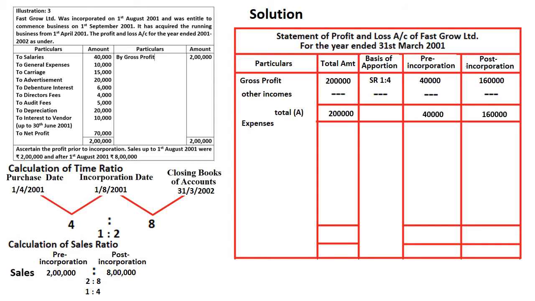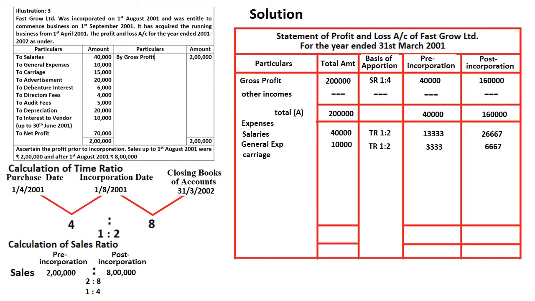Now come to the expenses. When you talk about the expenses, first we'll take up the salaries. Salaries will always be on time ratio because salaries are based on time. So time ratio, when you divide 1 is to 2, the resultant figure is available, right? Then after salaries we have general expenses, again in time ratio. So when you divide general expenses in time ratio, 3,333 and 6,667.